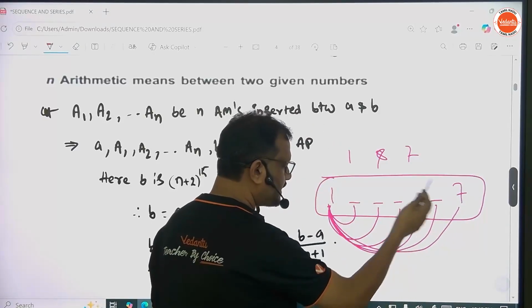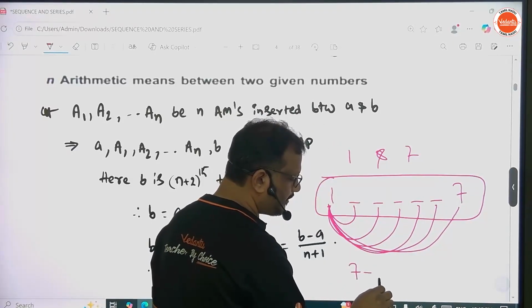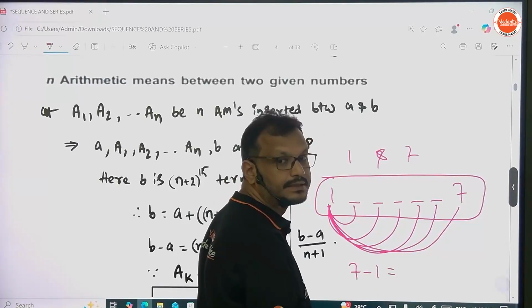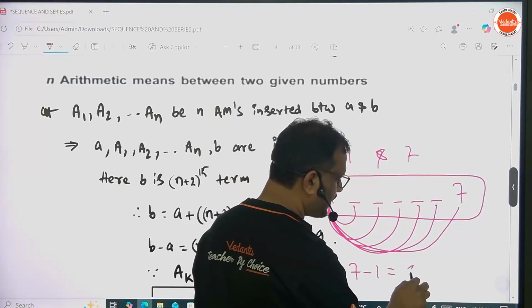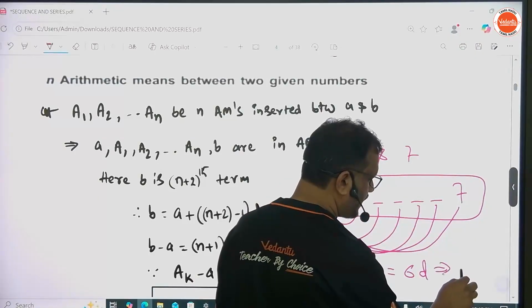That means 7 minus 1. The difference of 7 minus 1 must be 6D, 6 into common difference D. So therefore, from here, what is the D value?